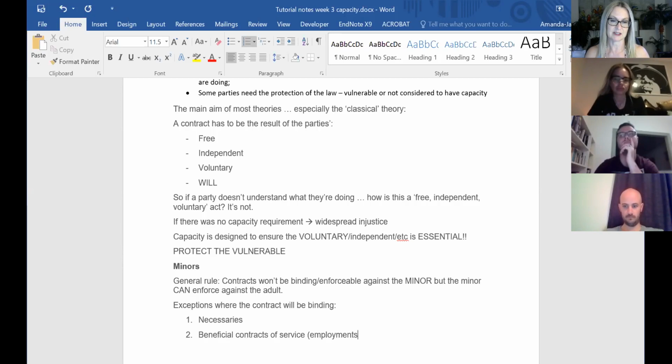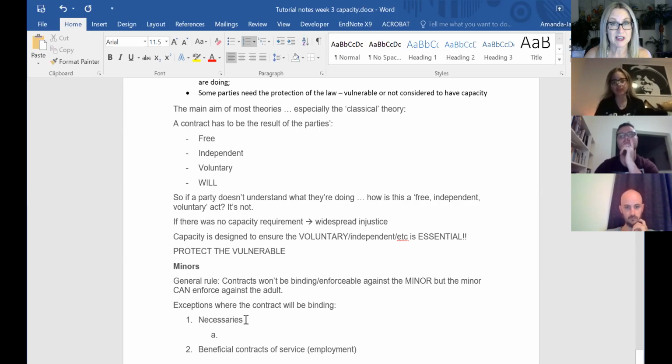Okay, if we are looking at the issue of necessaries, what is the test? It's a two-pronged test, actually. Not marriage, minors can't get married generally. Ooh, yes, they can. Strangely enough, minors can actually get married.